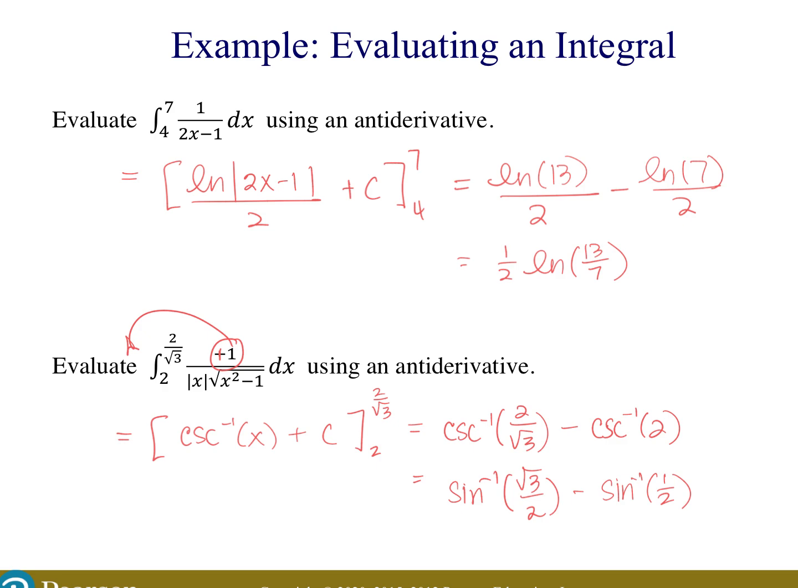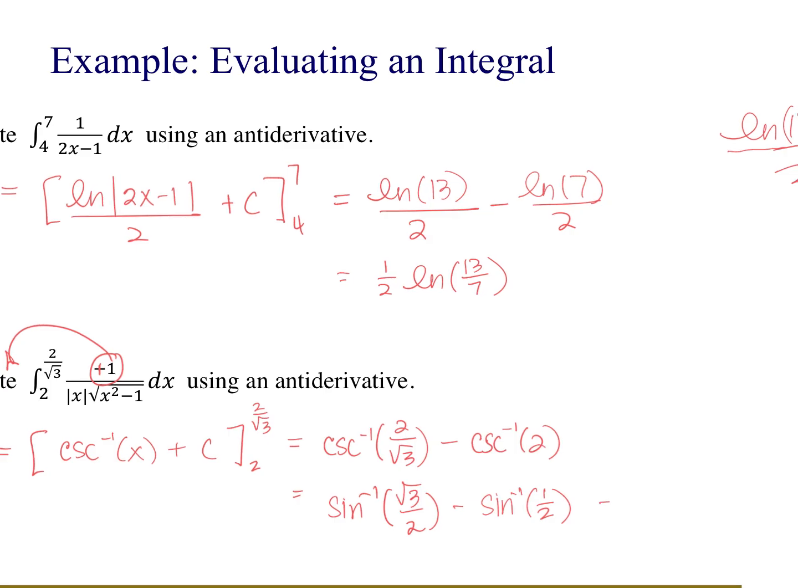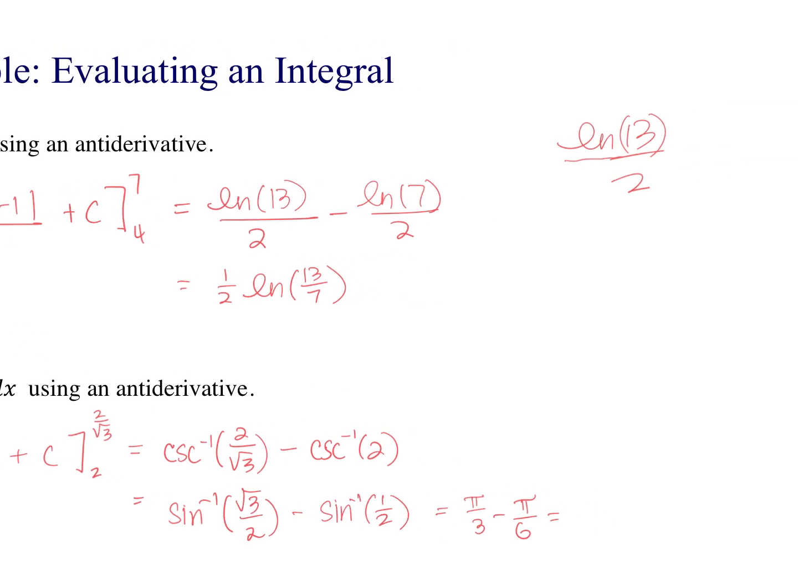So then I'm looking for the unit circle radian positions that have a y value of rad 3 over 2. So that's going to be pi sixths. Nope, pi thirds. Then minus pi sixths. So the answer is pi sixths.